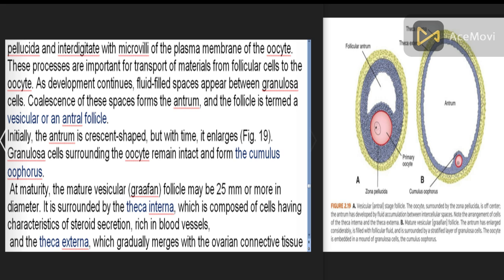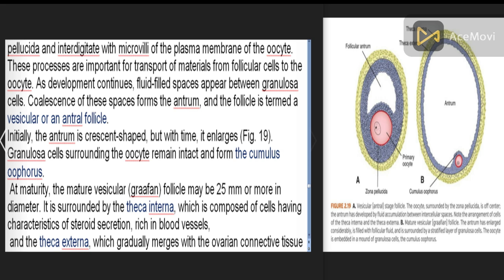As development continues, fluid-filled spaces appear between granulosa cells. Coalescence of these spaces forms the antrum, and the follicle is termed a vesicular or an antral follicle. Initially, the antrum is crescent-shaped, but with time, it enlarges, Fig 19. Granulosa cells surrounding the oocyte remain intact and form the cumulus oophorus.